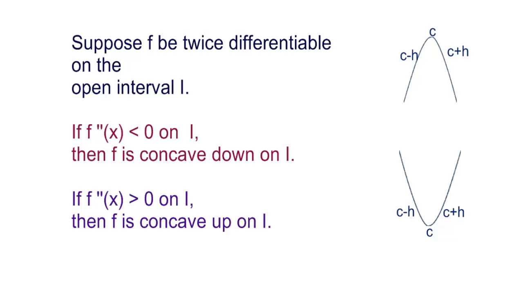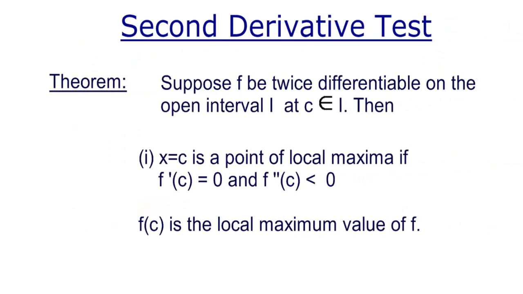We have seen that, suppose f is twice differentiable on the open interval I, then if f double dash x is less than 0, then f is concave down on the interval. So, as shown in the figure, f is concave down. Again, if f double dash x is greater than 0, that is, if the second derivative is positive, then f is concave up. With this concept, we have the following theorem on the second derivative test.